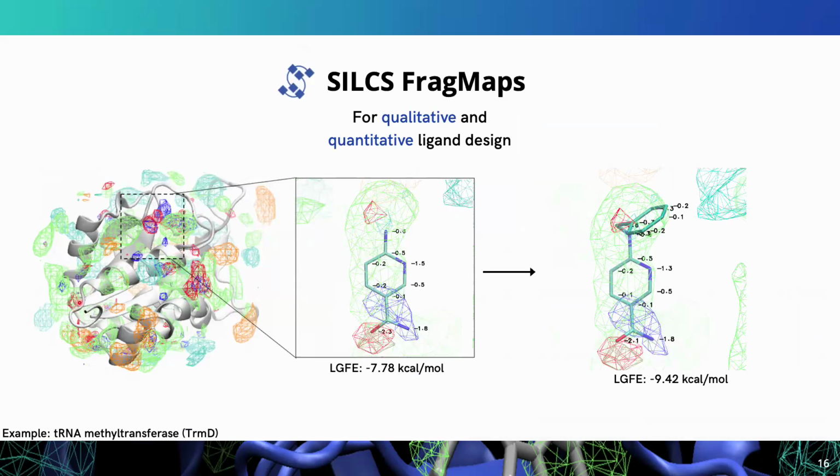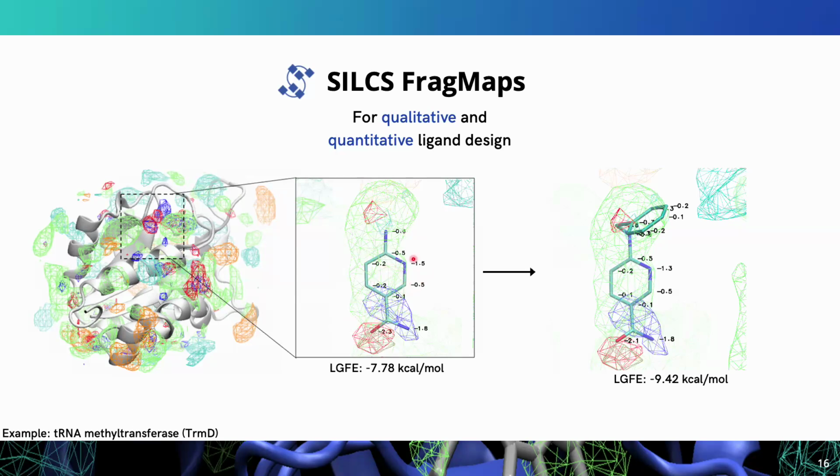Here is an apo structure of the tRNA methyltransferase and its corresponding SILCS FragMaps. Overlaying the structure of a known ligand shows that the SILCS simulation successfully generated the hydrogen bond acceptor map around the oxygen atom and the hydrogen bond donor map around the nitrogen atom without the presence of the ligand.